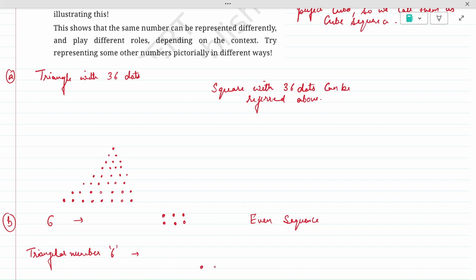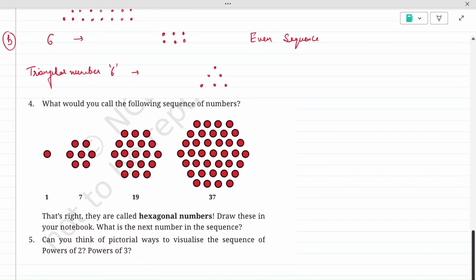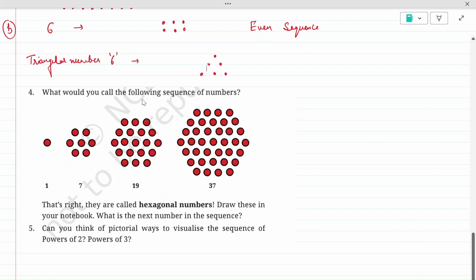So this is 1, 2, 3, 4, 5, 6. This is an equilateral triangle with 3 dots on all the sides, and a total of 6 dots. Hope this is clear. Now we will go to the next question. So the next question is, what would you call the following sequence of numbers?